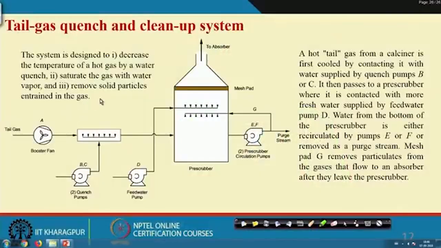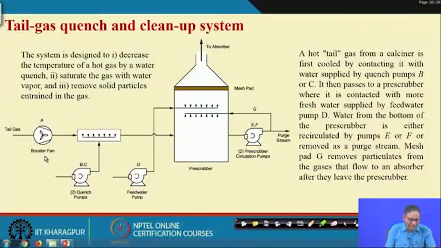So, now you can develop a fault tree for this. What is the system failure? If any one of the objectives is not fulfilled, that is failure. Then if the booster fan does not work, that also leads to failure because tail gas will not come here. And if either of the quenching pumps does not work, then the temperature will not be cooled.